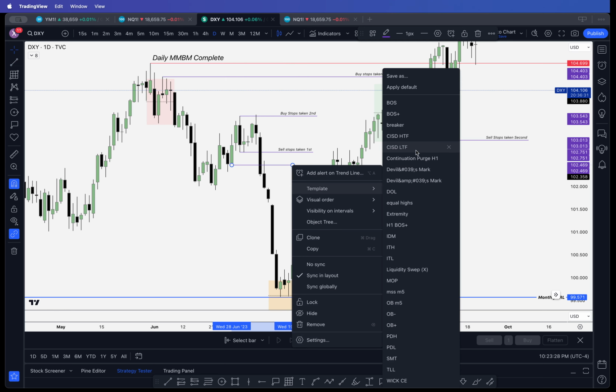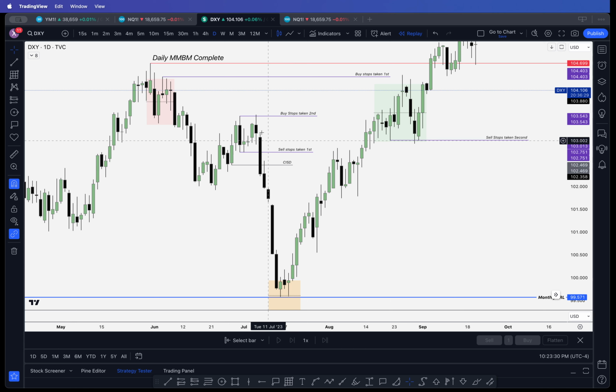Beautiful, right? Definitely. That's the entry. You're not turtle souping the high. We're not doing that, guys, because we're not trading reversals. We're trading confirmation entries. Boom.